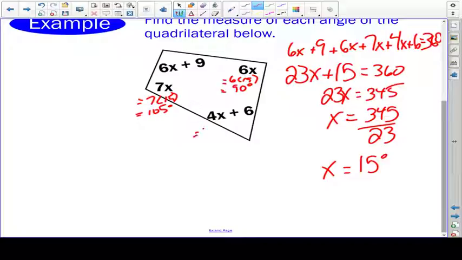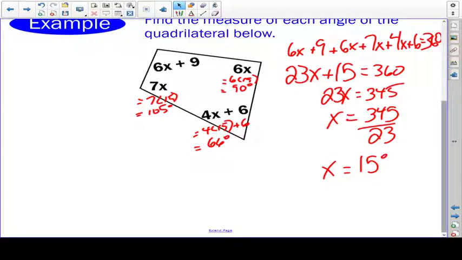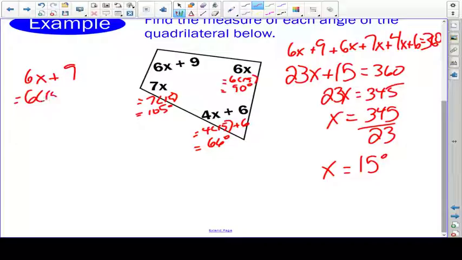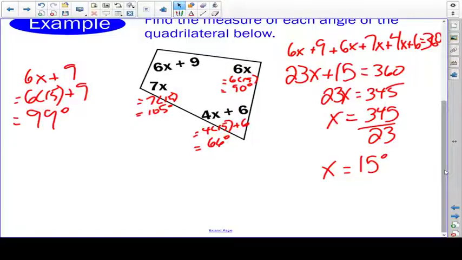Down here, we have 4x plus 6. That's 4 times 15 plus 6, 66 degrees. 4 times 15 is 60, plus 6 is 66. And last but not least, we have 6x plus 9, which I'll just do over here because I don't have much room over there. So that's 6 times 15 plus 9, which gives us 99 degrees. Okay. So that's how we find the measure of each angle in the quadrilateral below. Okay.